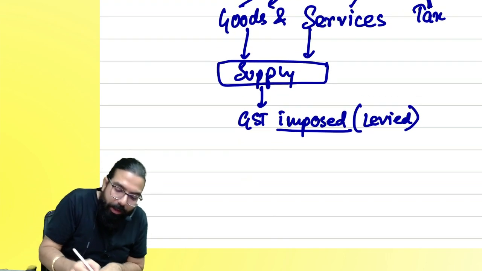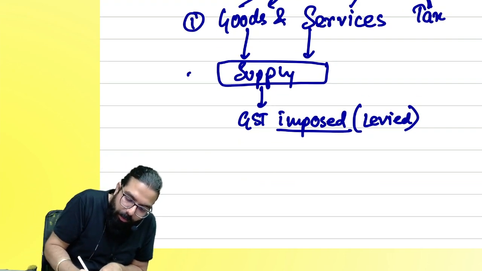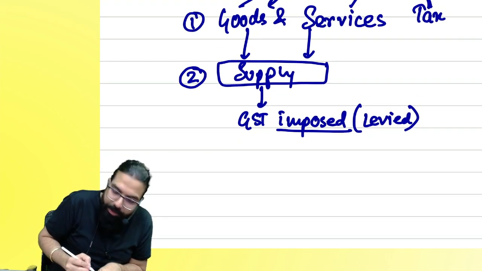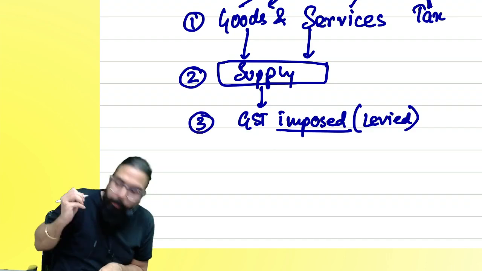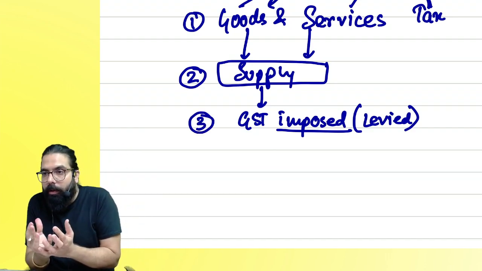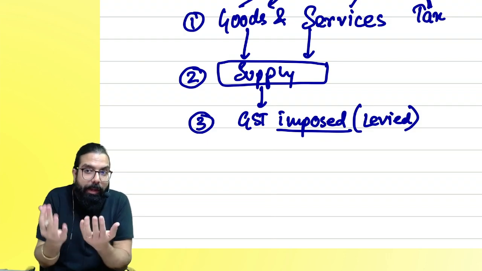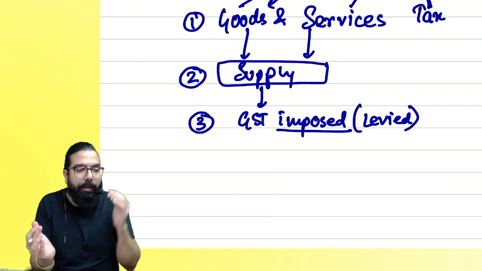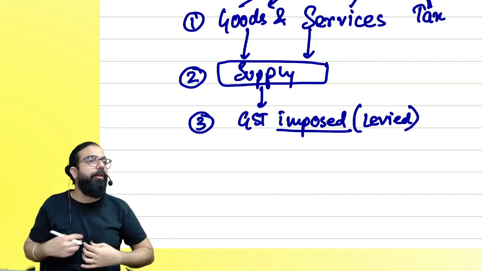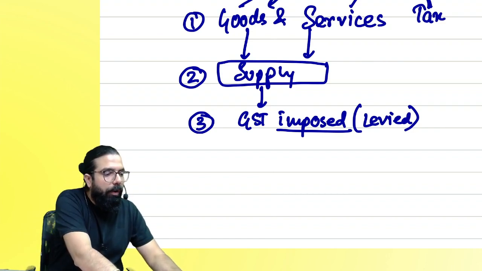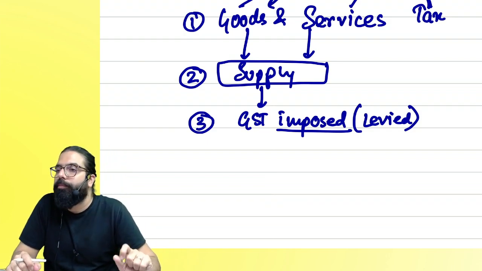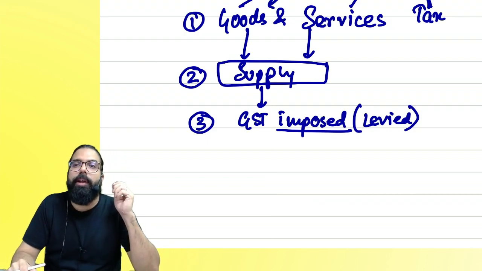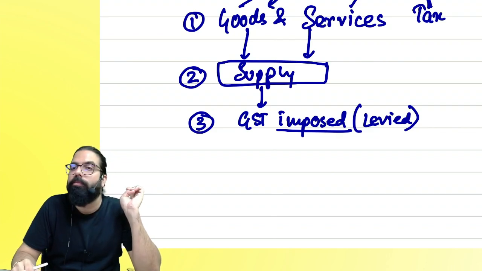So once goods and service, you are going ahead and supplying, in the third step GST gets imposed. On what? On the goods, not on me. On the goods or the service which I am going ahead and supplying. Can I go ahead, everyone? Now, what will I do? Now, once goods and service are supplied, what will I go ahead and do? Can you tell me what I will do now?